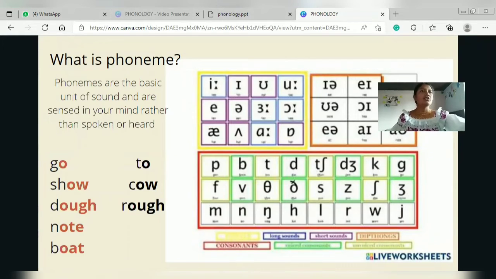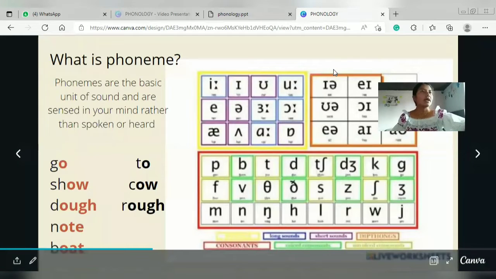So, we have the chart. In this chart, we have the division of phonemes. We have consonant phonemes and vowels. These vowels are also divided into groups: the long sounds and the short sounds. On the other hand, we have diphthongs, which are the combination of these vowel sounds. For example, in the word break we use the diphthong ay, and in toy we use the oi diphthong.